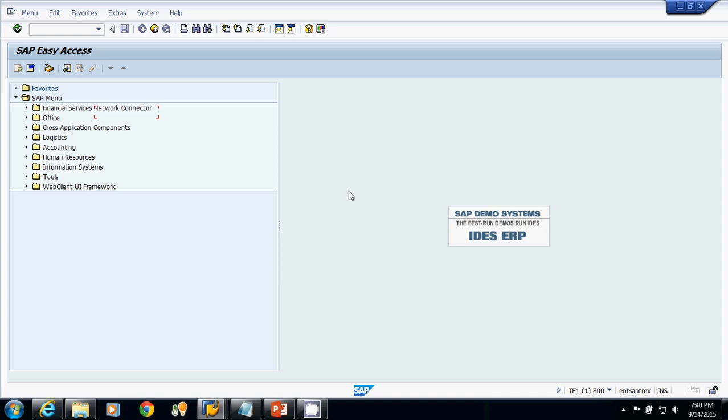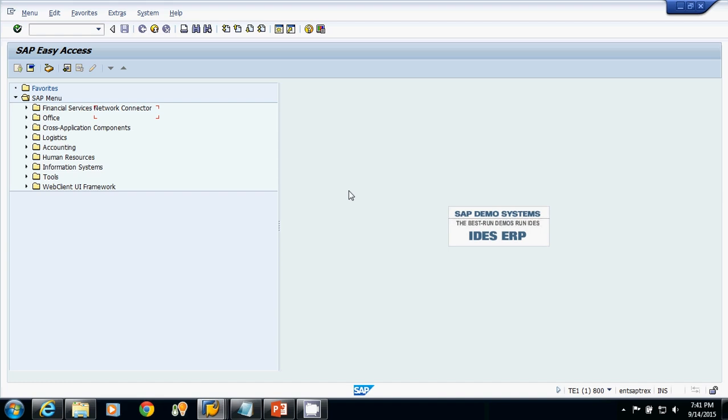Now what is ABAP Workbench? ABAP Workbench is a collection of ABAP tools which are used for developing the objects in SAP.